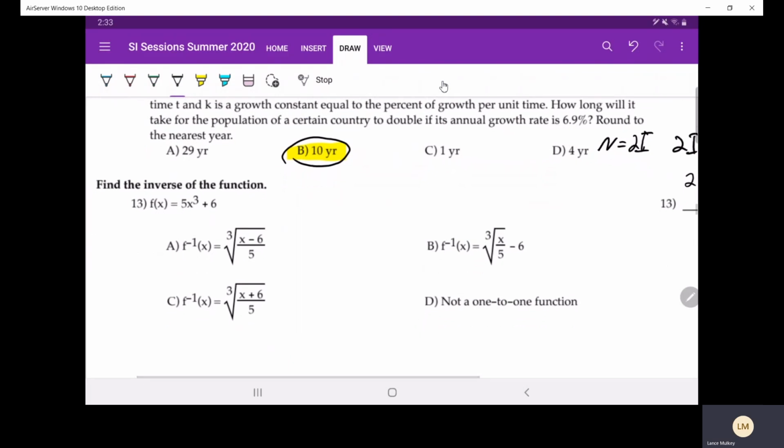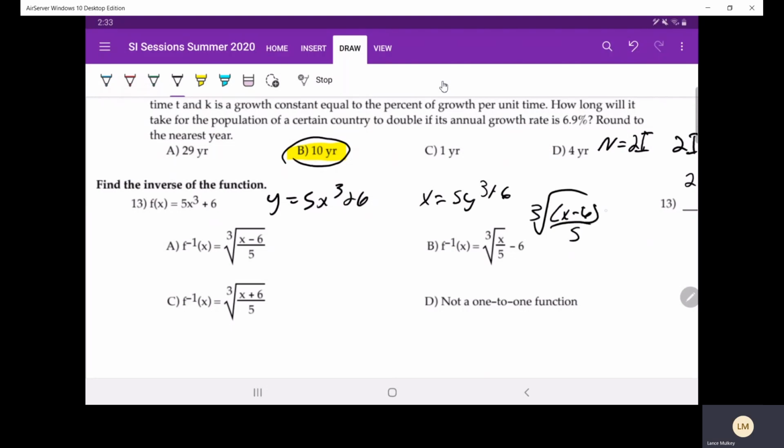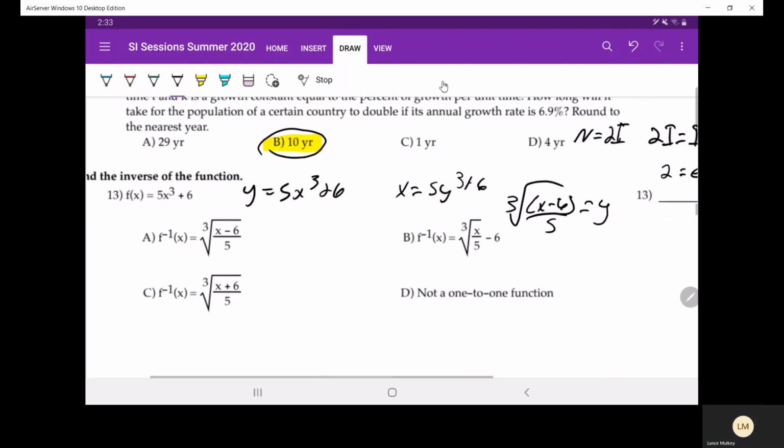Find the inverse of the function. So y equals 5x cubed plus 6. To find the inverse, you switch x and y. So x equals 5y cubed plus 6. Solve for y. So you have x minus 6 over 5. Take the cube root equals y. Yeah. And this is the correct notation right there.